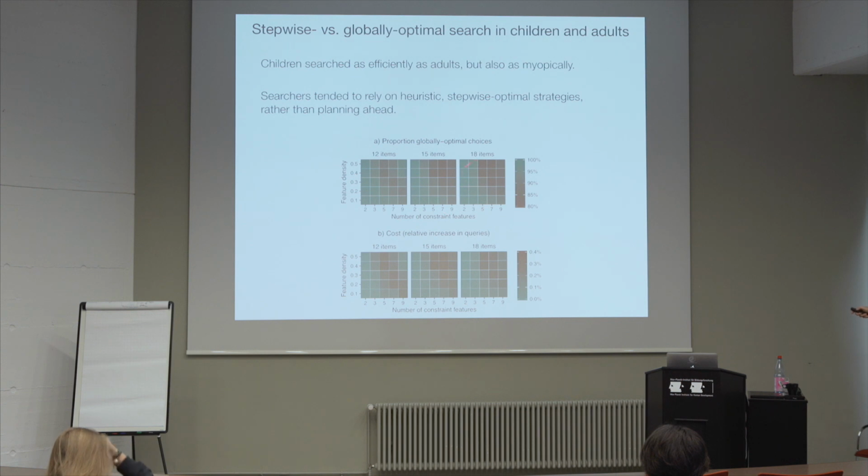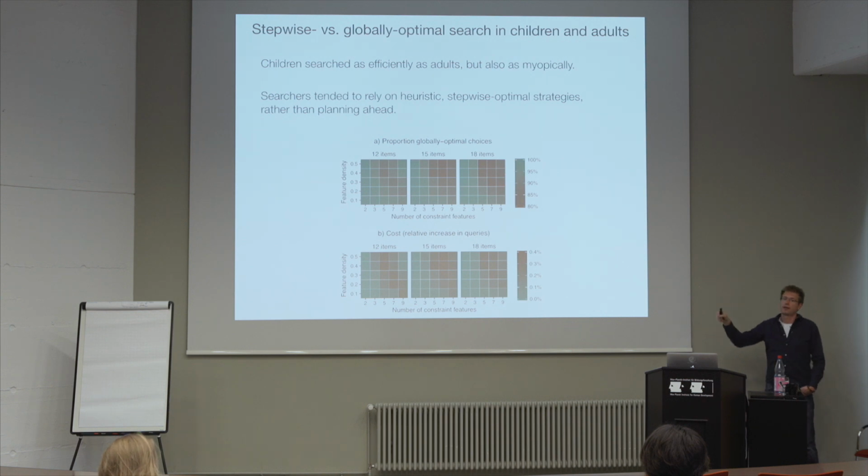And you can see the more complex the whole thing gets, you have more items, more questions, the less likely the split half heuristic will pick up the optimal question. But that's just the proportion of times you select the optimal query.